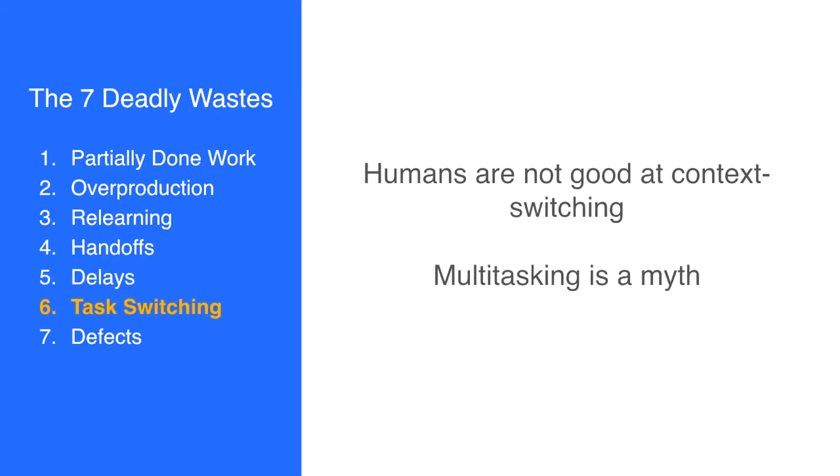The sixth form of waste that I have here is task switching. As you know, humans are terrible at this. We think we're good at multitasking, but it's really not true. Every time I have to do a task switch, I completely forget what I was doing. I ramp up on this new task, and then by the time I finish that task, I even forgot what the previous task was. So the cache miss is huge.